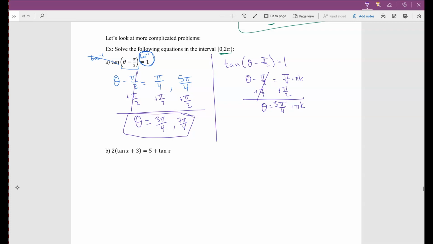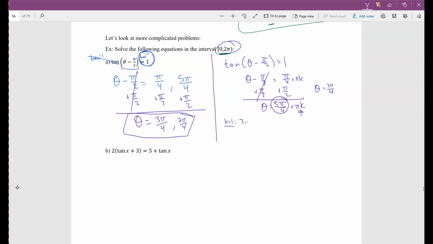Now, since we want all of the solutions that are lying between the interval from 0 to 2 pi, this is where this k now plays a role. So if I say k equals 0, then I'm just going to get 3 pi over 4. 3 pi over 4 clearly is between 0 to 2 pi. So that one's going to be a solution. So now what we want to do is let's plug in k equals 1. So let's say I add 1 k unit.